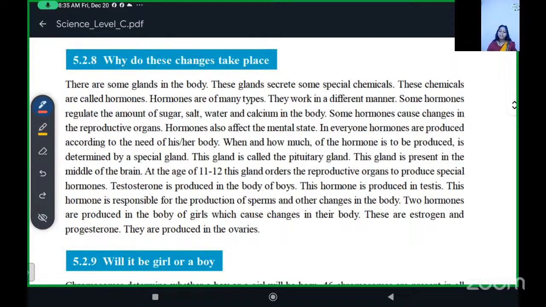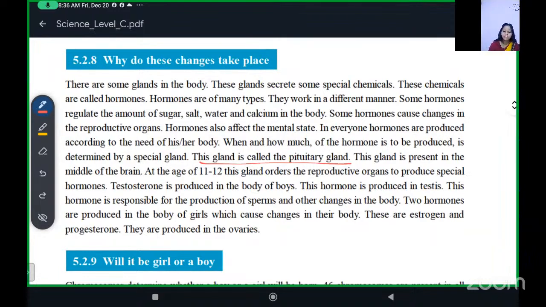In everyone, hormones are produced according to the need of his or her body. When and how much of the hormone is to be produced is determined by a special gland. This gland is called the pituitary gland. Yesterday, in the chapter, we studied about the pituitary master gland, which controls all the other glands and all the other hormonal secretion. This gland is present in the middle of the brain.